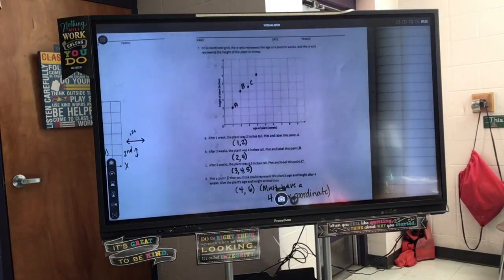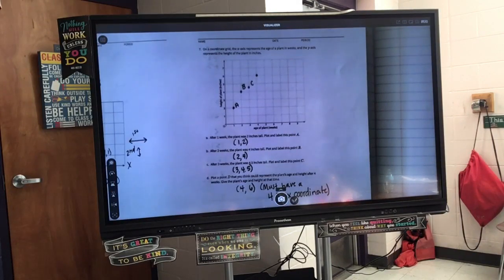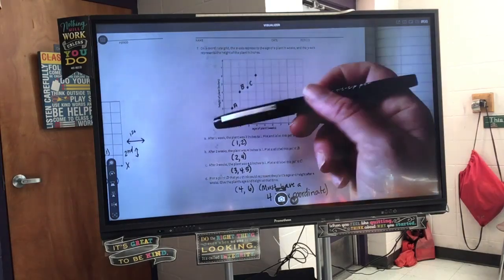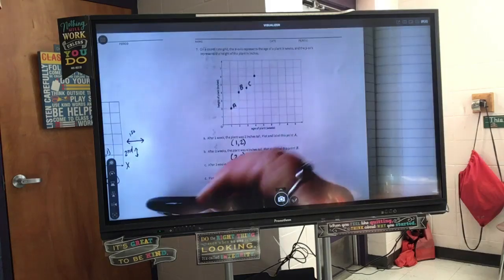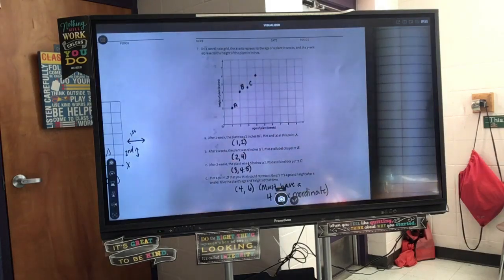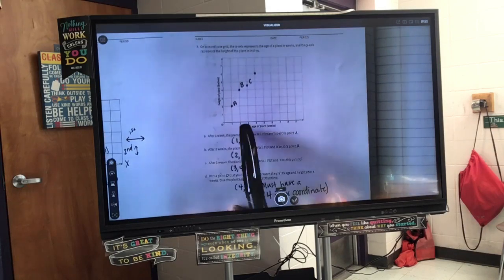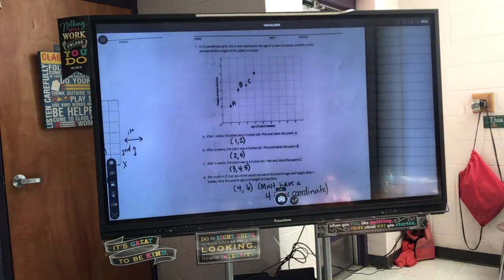It says on the coordinate grid, the X-axis represents the age of a plant in weeks, and the Y-axis represents the height of the plant in inches. A says after 1 week, the plant is 2 inches. Plot and label the point A. So you're going over 1, up 2. Does everybody understand why we went over 1 and up 2? For B, it says after 2 weeks, the plant was 4 inches tall. Plot and label point B. So you go over 2, up 4. Again, does everybody understand? Any questions?